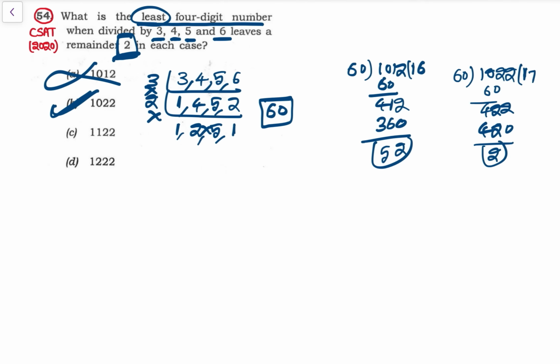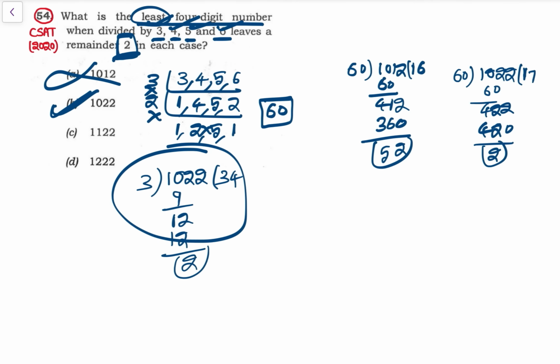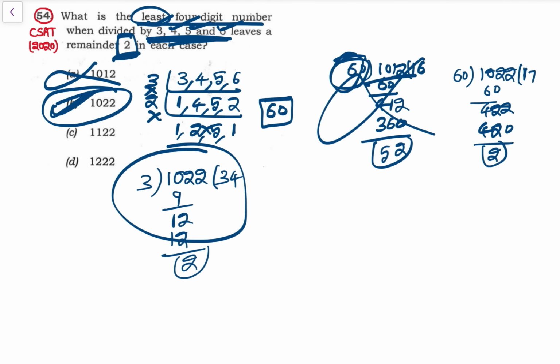Now let's check. If we divide 1022 by 3, 3 3s are 9, 3 4s are 12, and 2 is the remainder here. So on any of these numbers, the remainder 2 will come. So take the LCM, then divide the LCM by that number; the remainder that comes is the answer. So 1022 is the least 4 digit number which leaves the remainder in all these cases.